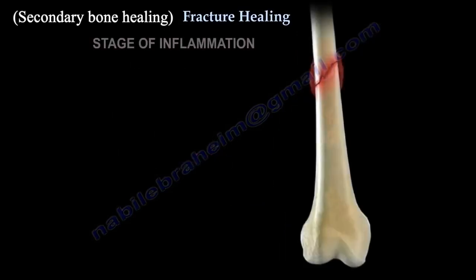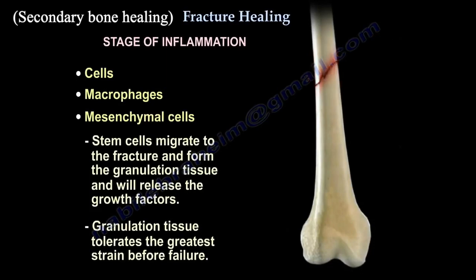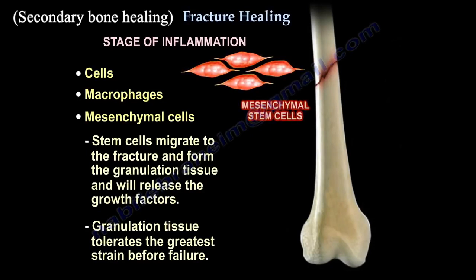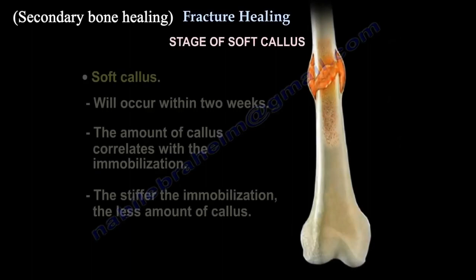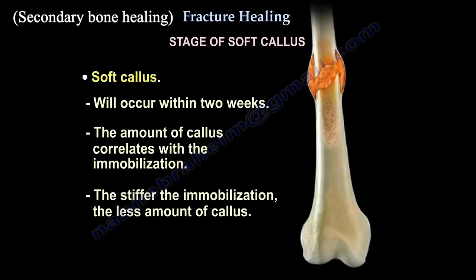Then the stage of inflammation comes. The macrophages, the mesenchymal cells, and the stem cells migrate to the fracture and form the granulation tissue and release growth factors. Granulation tissue tolerates the greatest strain before failure. Stage of soft callus. Soft callus occurs within 2 weeks.